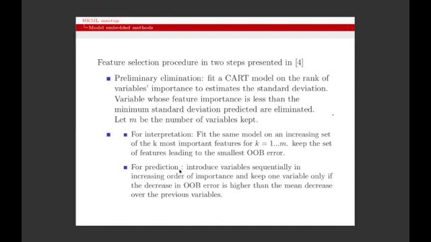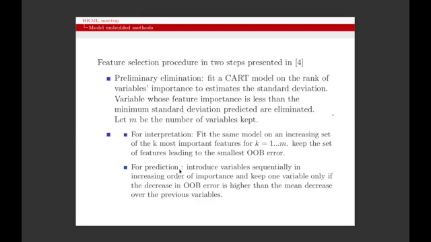First, there is a preliminary elimination. We fit a CART model on the rank of variable importance to estimate the standard deviation. The idea is that variables whose feature importance is less than the minimum predicted standard deviation should be eliminated, because their feature importance basically varies more than their feature importance. It gives a good threshold to eliminate variables in this first step.